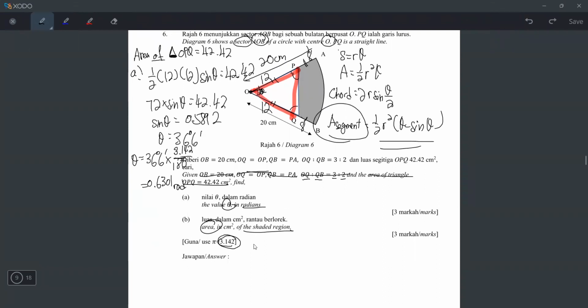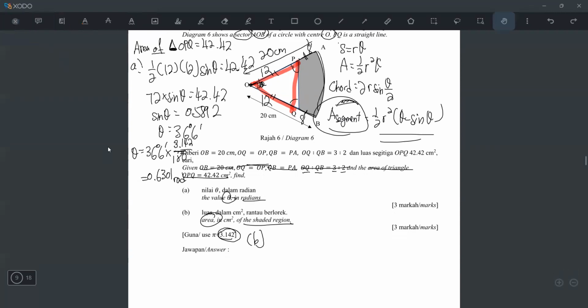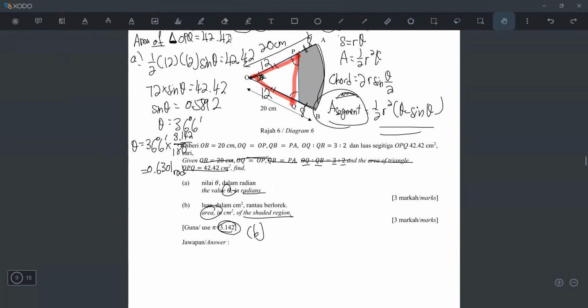Why cannot? Because this is not even a segment. A sector consists of three lines: radius, radius, arc, right? A segment consists of two lines only, the arc and the chord. That's a segment. This consists of four lines, and it's not a segment. So if it's not a segment, then you can't use the segment formula. You have to take something minus something.